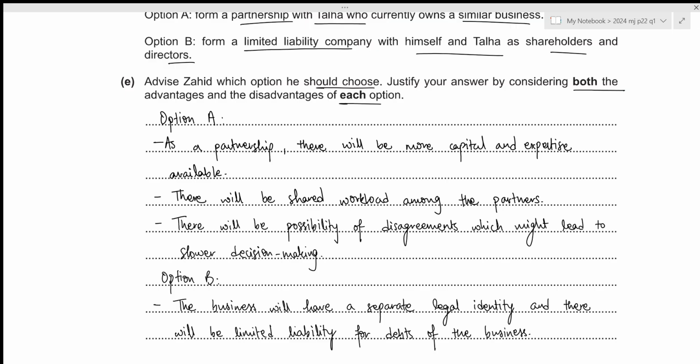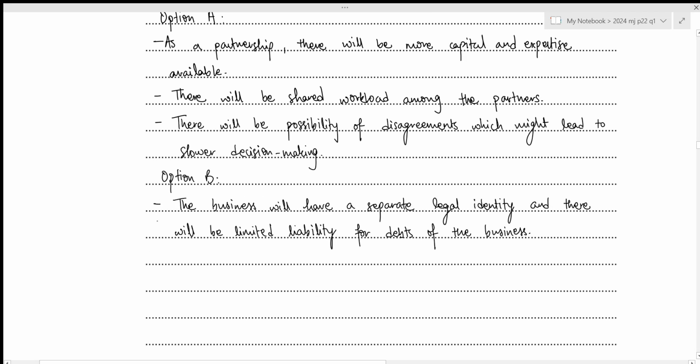Another advantage is that a limited liability company has access to more finance, since this can raise more capital in the future by issuing shares to the public. Let's write it down. A limited liability company has access to more finance as compared to a partnership.